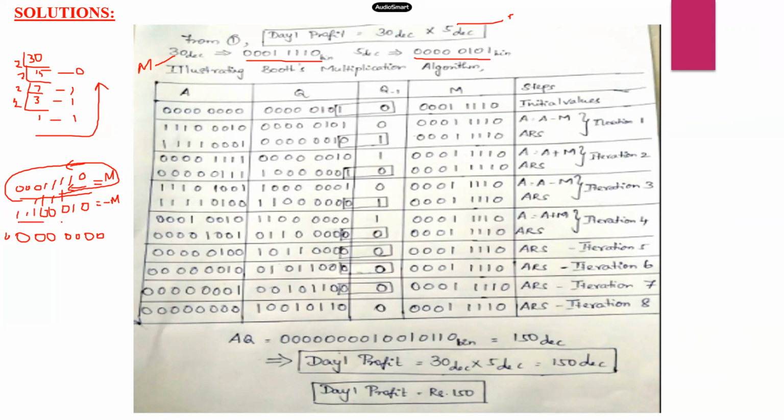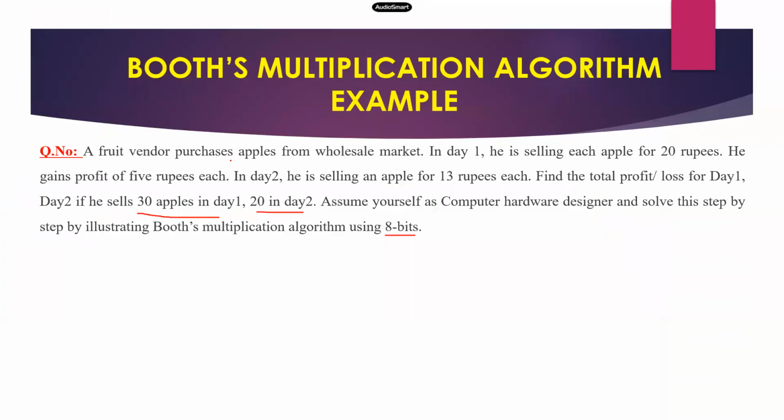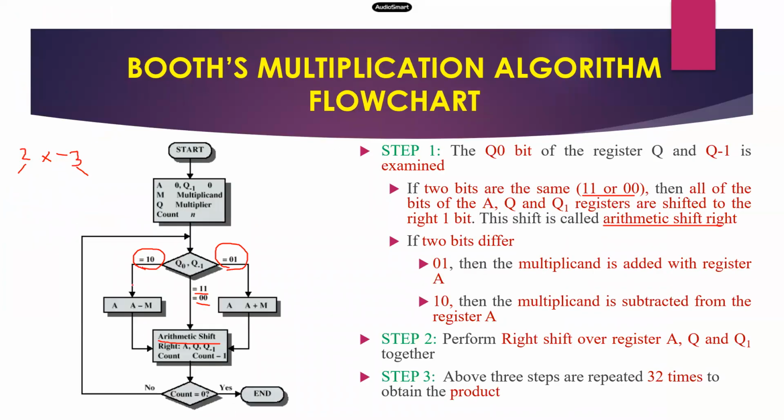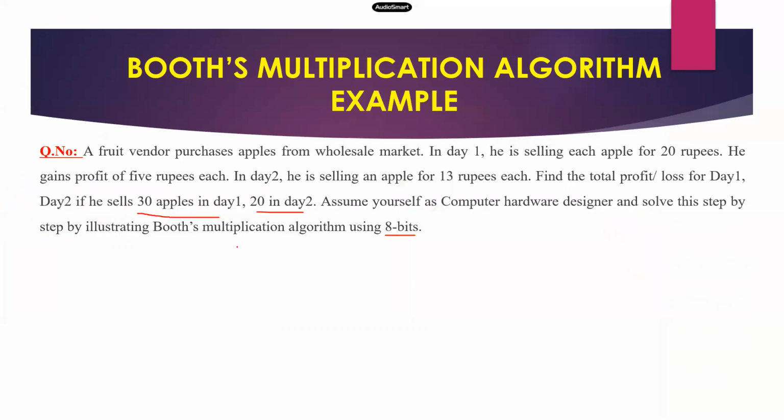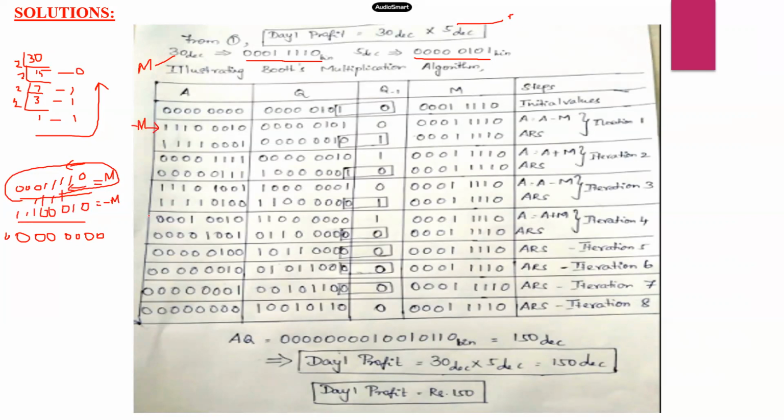So minus M is 1110 0010. This is called minus M. Because in the flow chart, if two adjacent bits are 1, 0, then M will be subtracted from A. M is nothing but the multiplicand, but you have to take the 2's complement of M. That is called minus M.